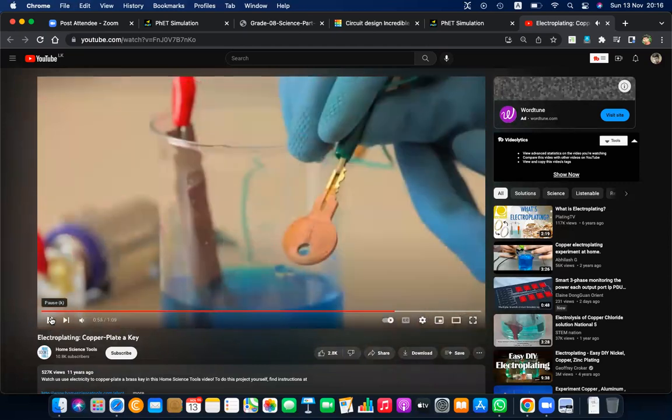Right? The copper is on the key, so you can see a copper-like key after some time. That is what electroplating is. Gold plating can also be done, but gold is a bit expensive. Therefore, you can try with copper. Gold, silver, all these things can be used for electroplating.